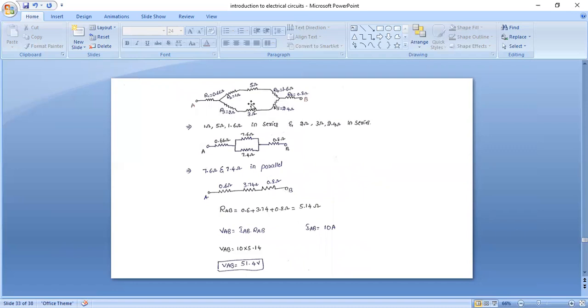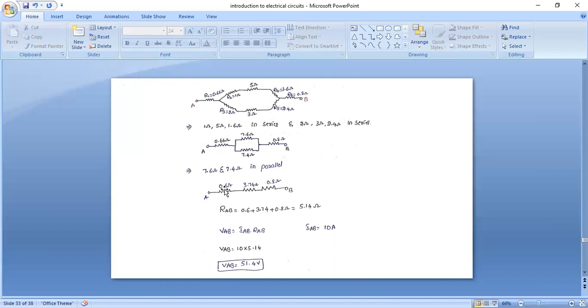In this circuit, see, this R2, this 5 ohm and this R4, these three are in series. So directly add these three resistors, and here also the same. These three are in series, so add these three resistors. Here you will get 7.6 ohms and here 7.4 ohms. After that, this 7.6 and 7.4 are in parallel. So the resistance is 1 by 7.6 plus 1 by 7.4. That value is 3.74.